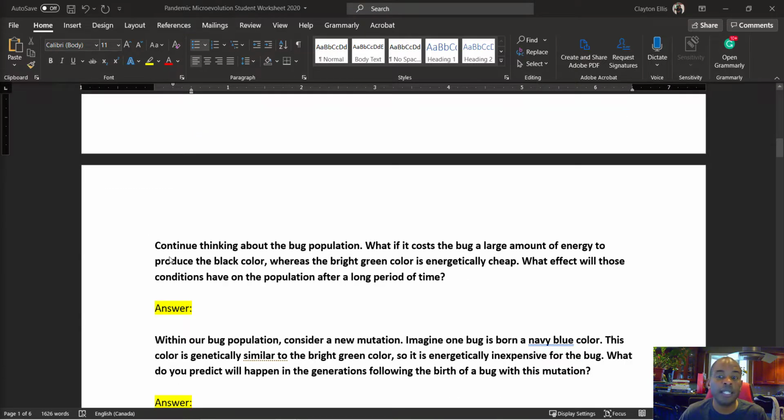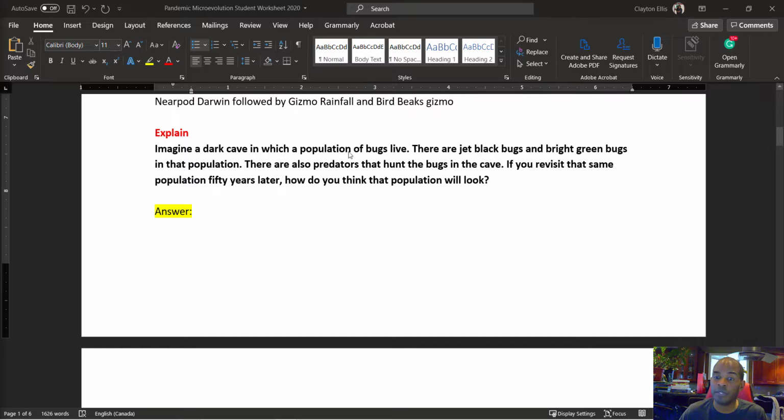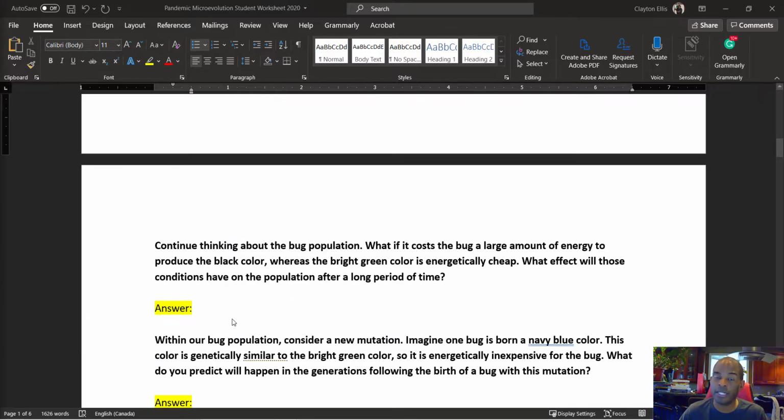Next question, continue thinking about the bug population. What if it cost the bugs a large amount of energy to produce the black color, whereas the bright green color is very cheap? What effect will those conditions have on the population after a long period of time? So it's a slightly different wrinkle from this first question. So go ahead and answer. Pause.